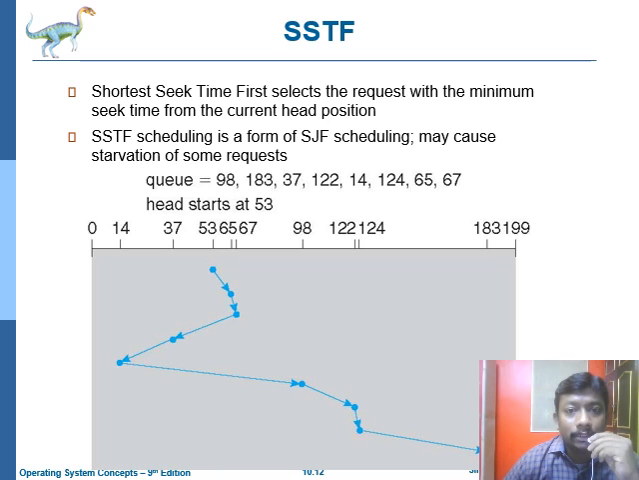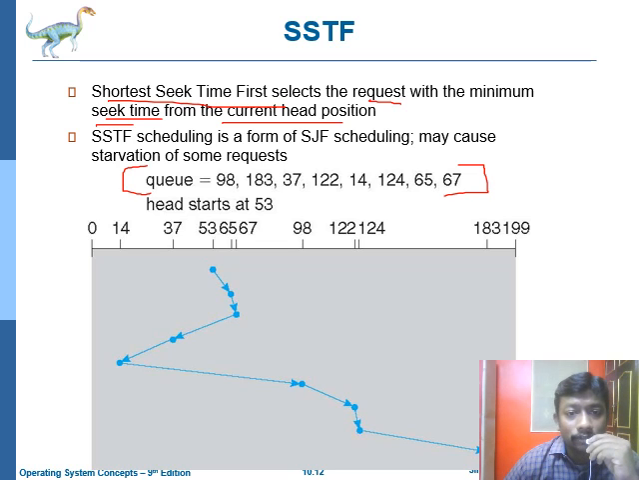So the second algorithm is shortest seek time first, which selects the request with the minimum seek time from the current head position. This is a very simple algorithm. It selects the request, so say for example, this is the request we have considered so far in this scheduling algorithm. It will first select the request with the minimum seek time. So how to find the minimum seek time? Let me explain.